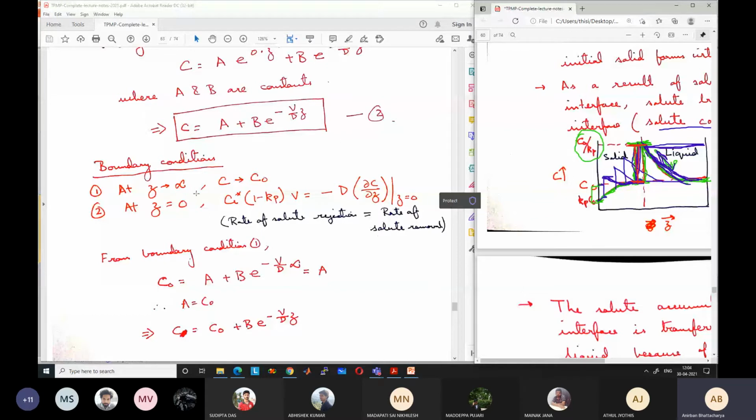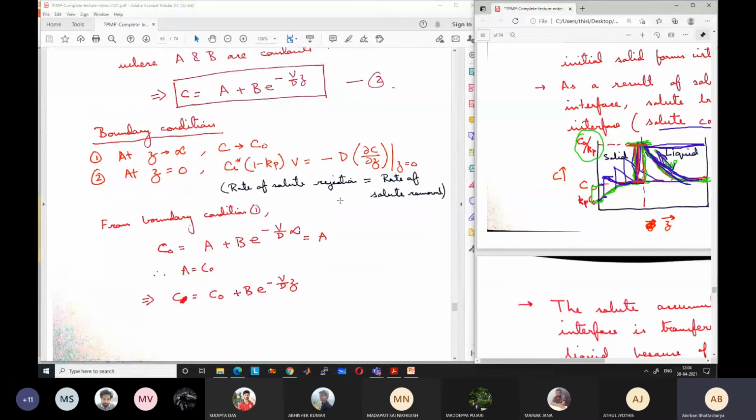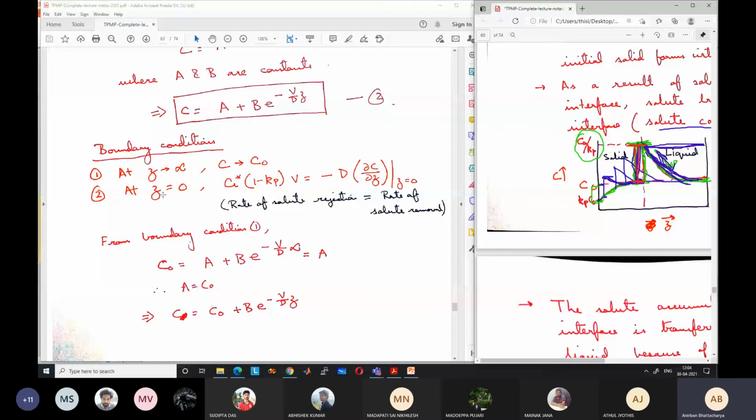By putting the first boundary condition in this equation, at z equal to infinity we obtain C is equal to C0. So C0 is equal to A plus B e to the power minus v by D into infinity. e to the power minus infinity is 0, so this term goes to 0. So A is equal to C0. We can write C is equal to C0 plus B e to the power minus v by D z. Now we have to find the value of B.